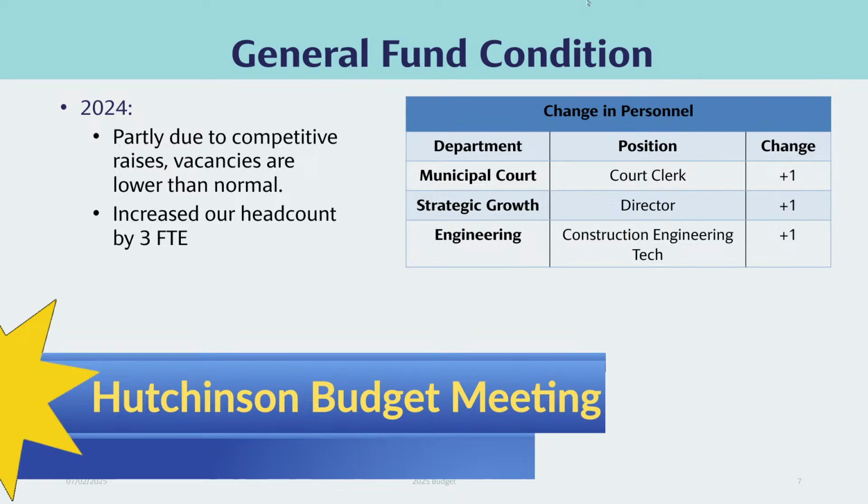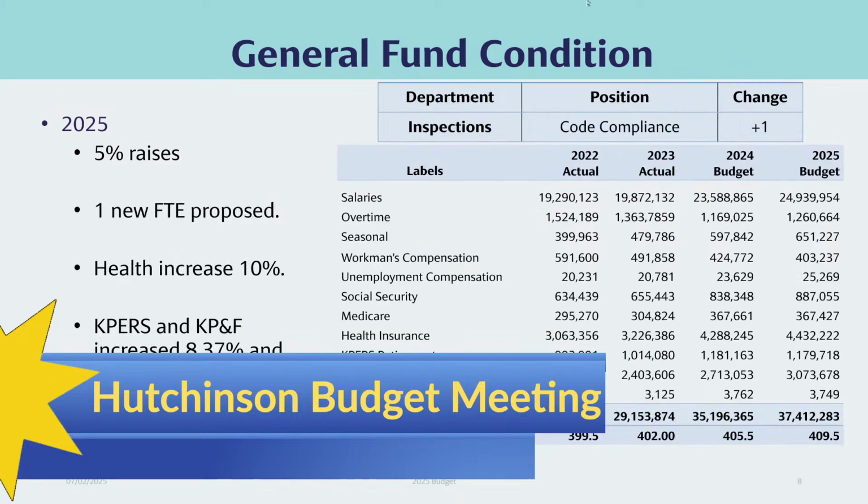And then in engineering, we hired an additional construction engineering tech, and this was to help offset some of the payments we're making to JEO to help with our construction. So that's why those were hired. But that additionally increases expenditures more than typical.